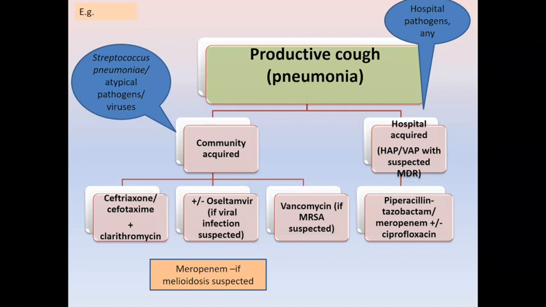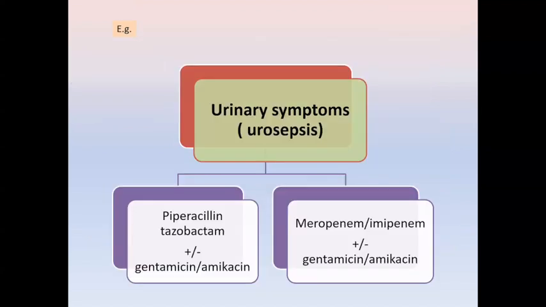So, even in community-acquired pneumonia, if you suspect melioidosis, of course, then we have to start with meropenem, because melioidosis, Burkholderia pseudomallei, is not covered with ceftriaxone, cefotaxime, and clarithromycin. It's not always, but you can guess if the patient is from a rural area with paddy involvement and is a diabetic patient, you can guess whether it is normal community-acquired pneumonia or suspected melioidosis.